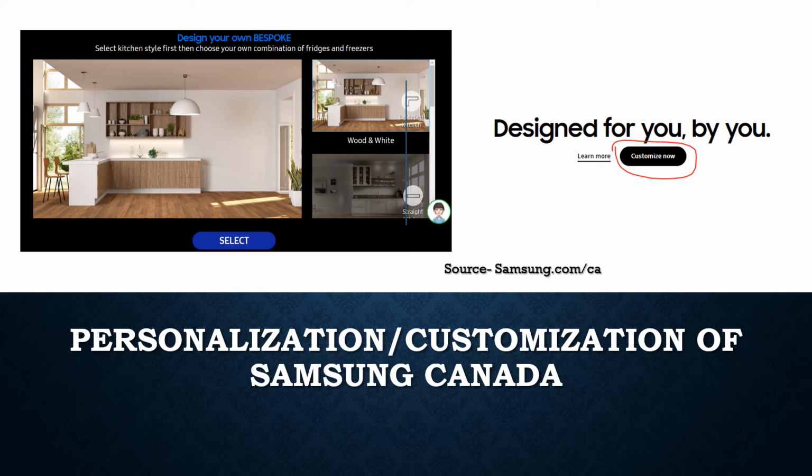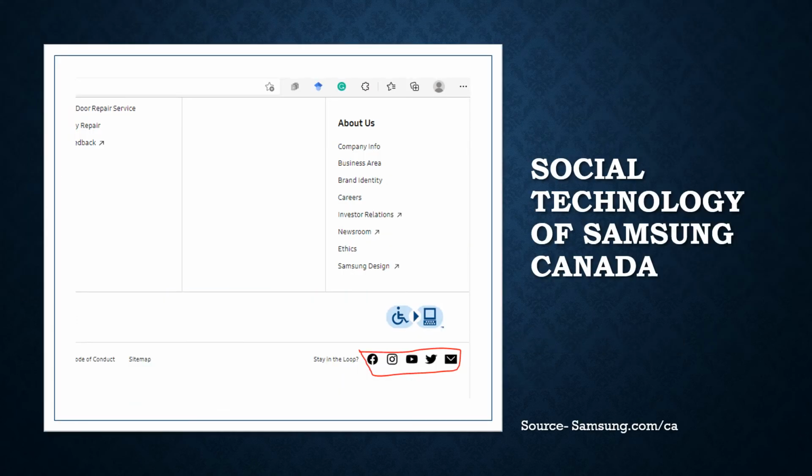And on the right-hand side, I just selected, like, you can design your own kitchen. They will virtually show how it will look if you select this feature. That really helps customers decide how their personalized gadgets or products will look in their kitchens. So they utilize this feature quite well, and it is very well present in Samsung. And the next is social technology.